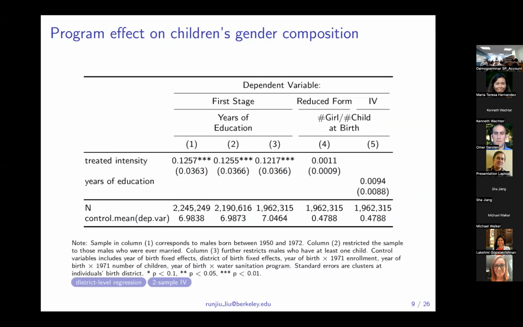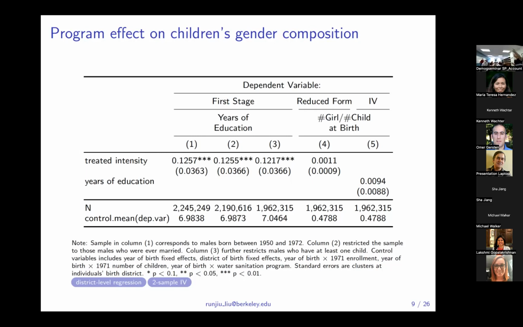The program effect on children's gender composition. If you focus on this reduced form in column number 2, we see that it's first of all statistically insignificant, or say marginally statistically insignificant. And to interpret the coefficient, if you take the number seriously, you probably want to multiply that coefficient by -4 to interpret the effect of the education program on the sex ratio.